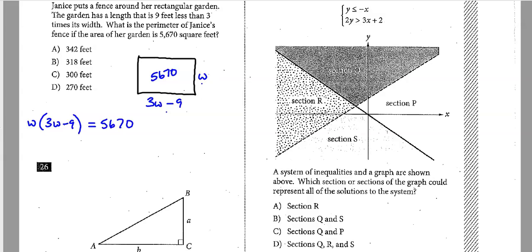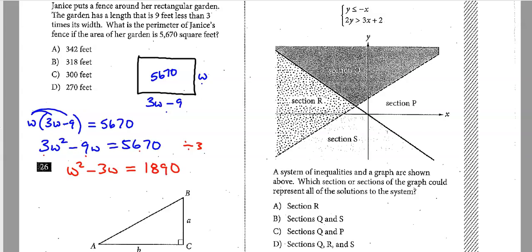And I'm going to distribute here. So I have 3W squared minus 9W equals 5670. I do notice that 3, 9, and these 3 digits add up to 18, so I know 3 goes into there. Let's just divide this entire equation by 3, just to shrink it down, make it a little bit smaller. So we have W squared minus 3W equals, 3 goes into there, 1, 8, it's like 1890.